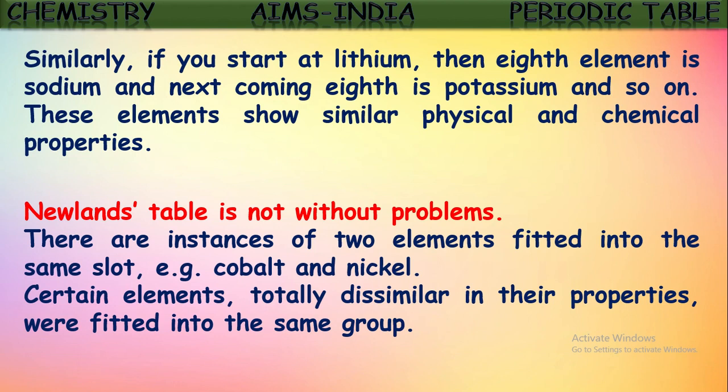There are instances of two elements fitted into the same slot. For example, cobalt and nickel. These two are given in the same slot, but both are different elements. One more problem is that certain elements totally dissimilar in their properties were fitted into the same group. If elements are kept in one group, that gives the information that all these elements have similar chemical properties. But in Newland's table, some elements with dissimilar properties were kept in the same column or group. So this also made some confusion.